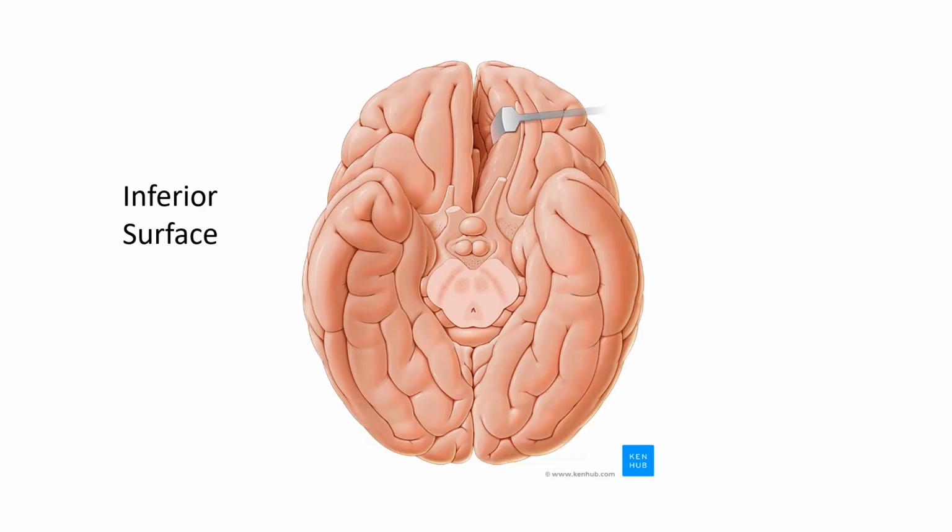The inferior surface is irregular to adapt to the floors of the anterior and middle cranial fossae. It is divided into two parts by a deep horizontal groove or sulcus, which is called the stem of the lateral sulcus. The two parts are a small anterior part, which is called the orbital surface, and a large posterior part, which is termed the tentorial surface.